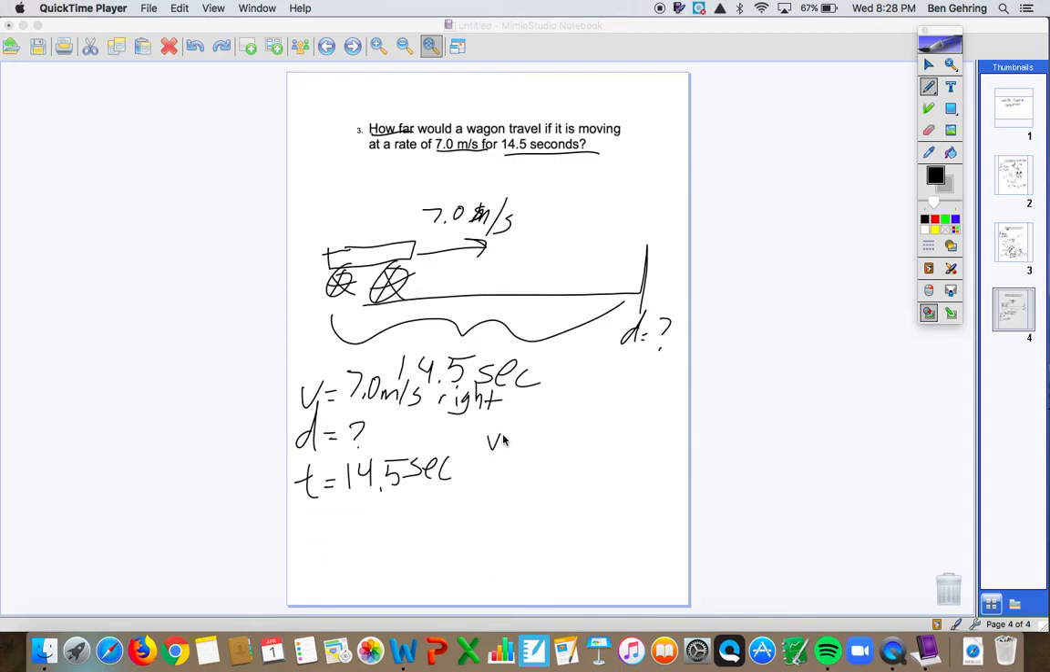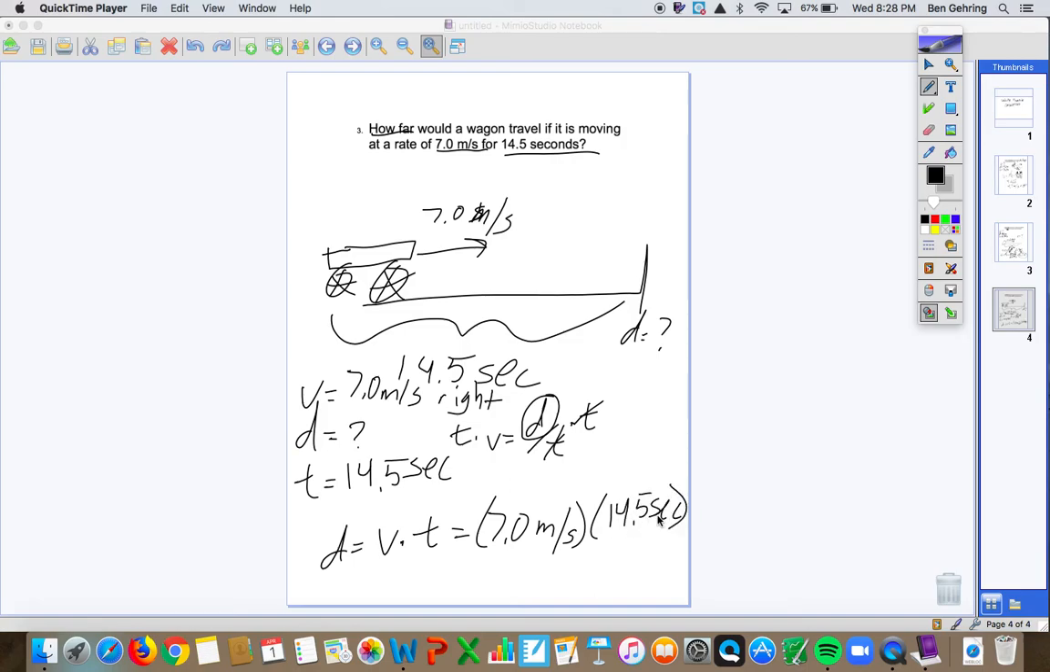So with my equation of v equals d over t, I'm trying to get this variable by itself. So time is on bottom, I need to multiply it. And when I do that, it'll cancel out on this side, one on top, one on bottom. I'm left with distance equals velocity times time. I know my velocity is 7.0 meters per second, and I know that my time is 14.5 seconds. If I take 7 times 14.5, I get an answer of 101.5.